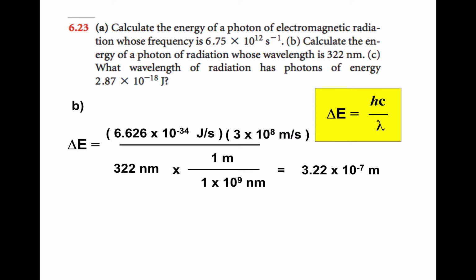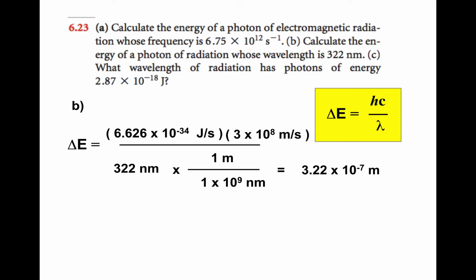I can plug into the equation. The trick here is making sure all the units are correct. So Planck's constant is a way to go from joule seconds to joules. Planck's constant is in joule seconds. C, the speed of light, is in meters per second. Therefore, you have to put your wavelength in meters. So this is the trick to the problem. Make sure that you convert from nanometers to meters. There's 10 to the 9 nanometers for every meter.